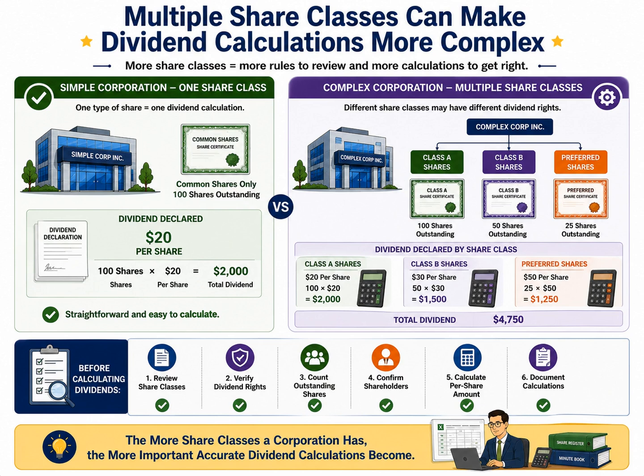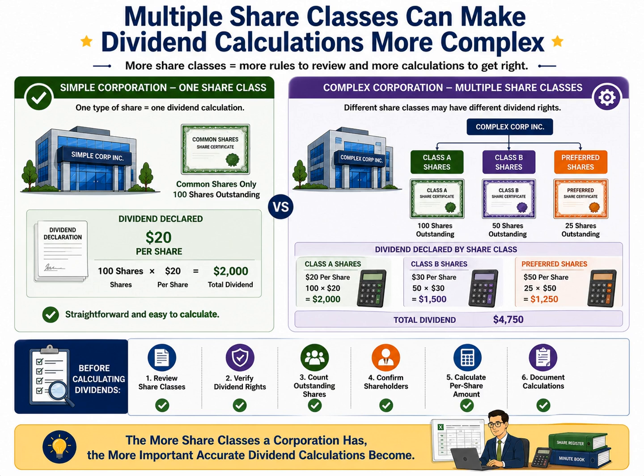For example, one class of shares might receive $20 per share, another class might receive $30 per share, and preferred shares might be entitled to a fixed dividend amount under their terms. Each class must be reviewed and calculated separately according to its rights. This is why dividend planning becomes more complex as the share structure becomes more complex.